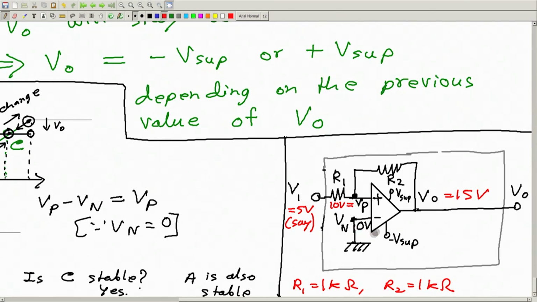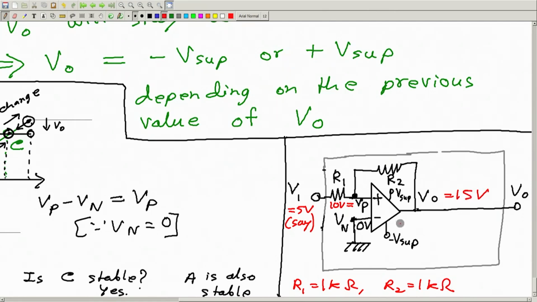So this op amp sees that Vn is 0 volt, Vp is 10 volt, which is higher. Therefore the output will, of course, be equal to positive V supply, 15 volt. So it will stay at that value happily, it will not change its output. So if I start from the value of 15 volt at the output, then Vp is 10 volt and this is higher than Vn, so the output will remain at 15 volt.